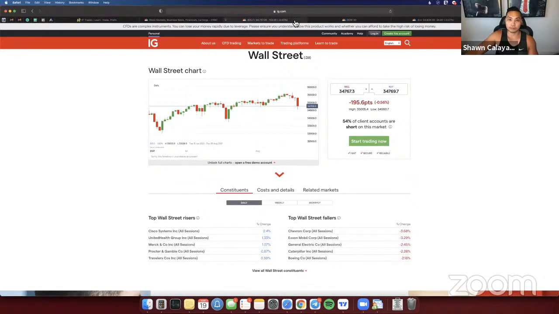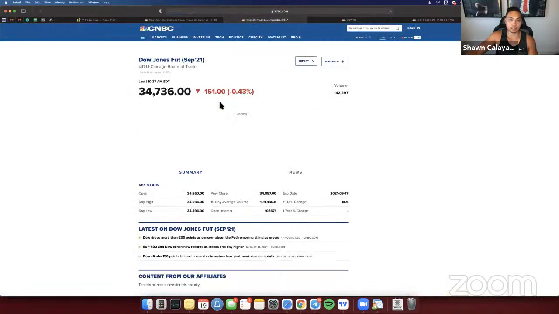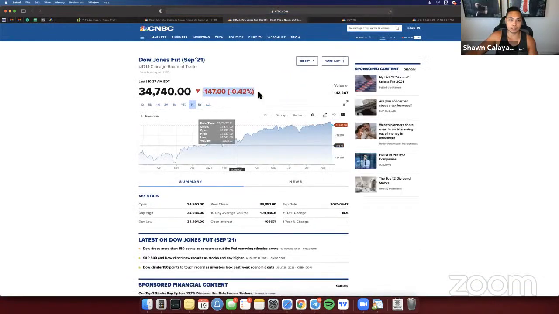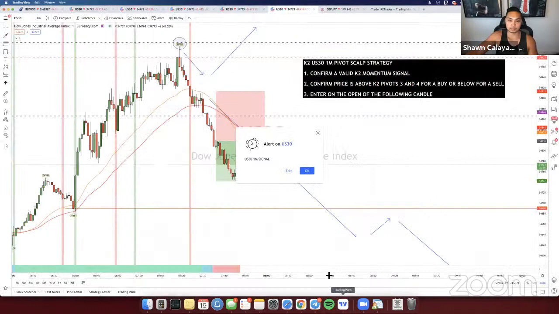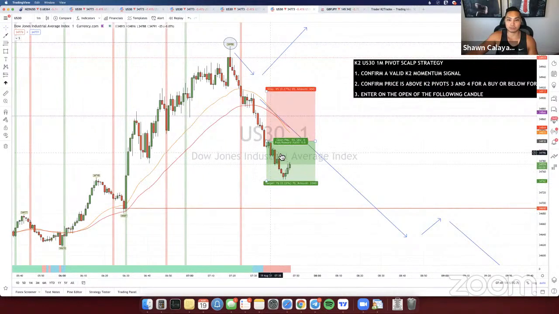Still down 54%. Now it's down again 150 points. As you guys can see, the entire market's been red the whole day. It still hasn't gone into the green. So that's kind of why I anticipate it to continue dropping. It's probably going to come up and establish a lower high right here.